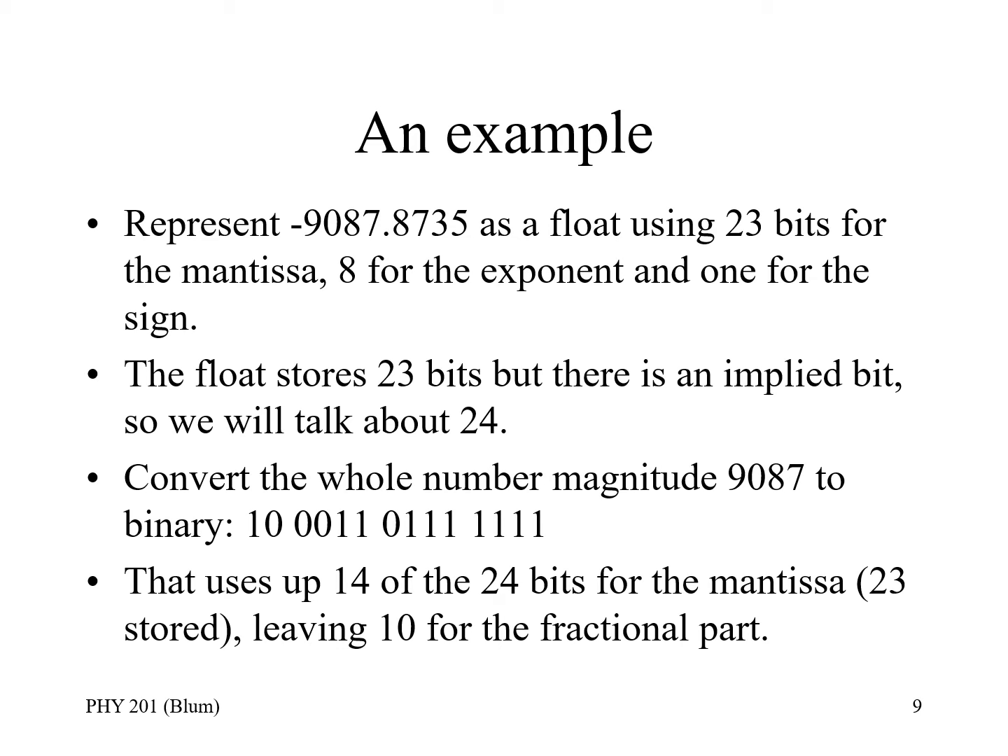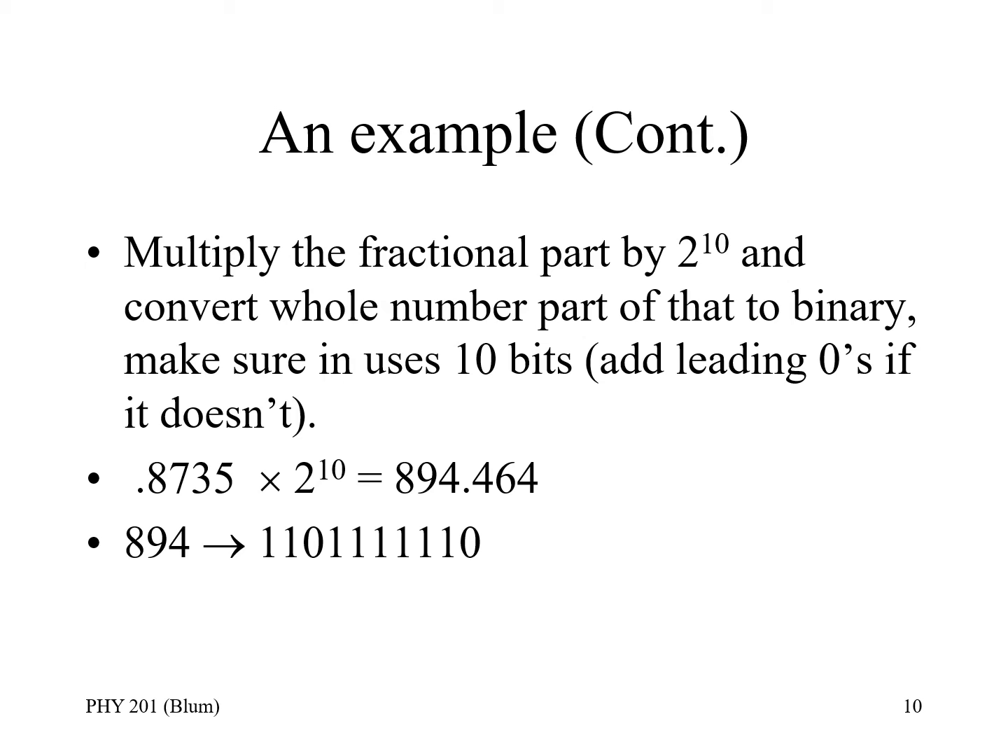And we see that that takes 14 bits, and the mantissa with the 1 implied is 24 bits, and we've used up for the whole number part so far 14 of them, so we have 10 left. So we have 10 bits remaining for the fractional part, so we're going to take our fractional part, 0.8735, and multiply it by 2 raised to the 10. That's getting us 894.464.